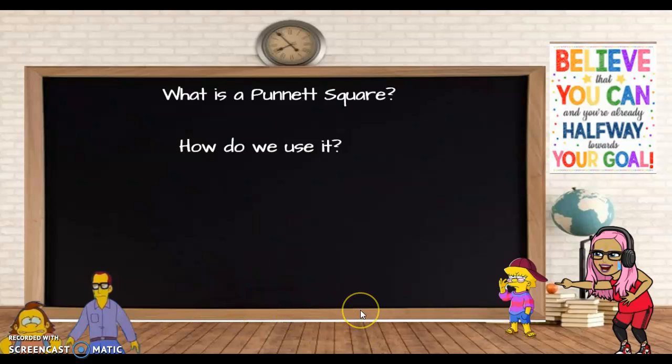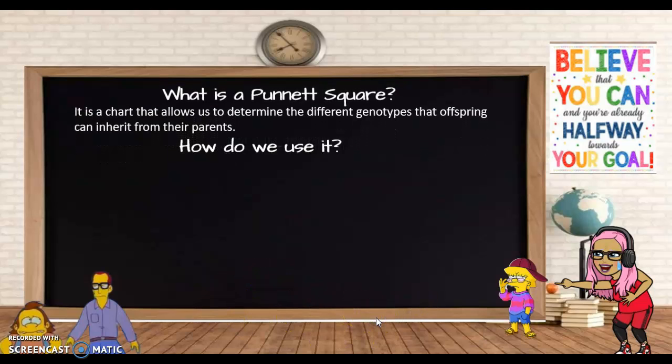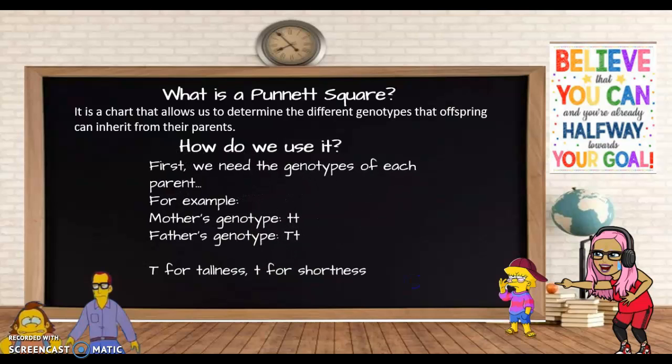What is a Punnett square and how do we use it? A Punnett square is a chart that allows us to determine the different genotypes that offspring can inherit from their parents. How do we use it? First, we need the genotypes of each parent. For example, the mother's genotype can be two small t's, and the father's genotype can be big T, small t. Capital T is for tallness, small t is for shortness. The capital T shows that it is a dominant gene, and the small t shows that it is recessive.